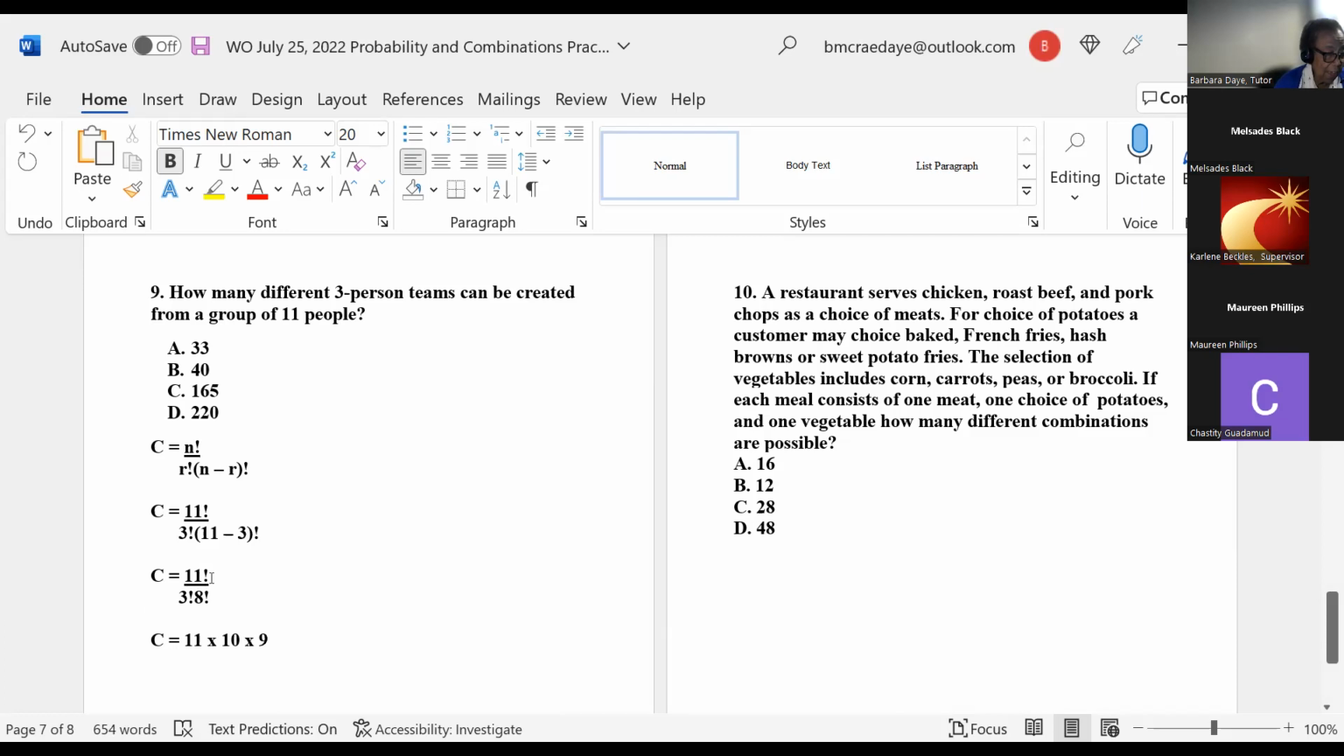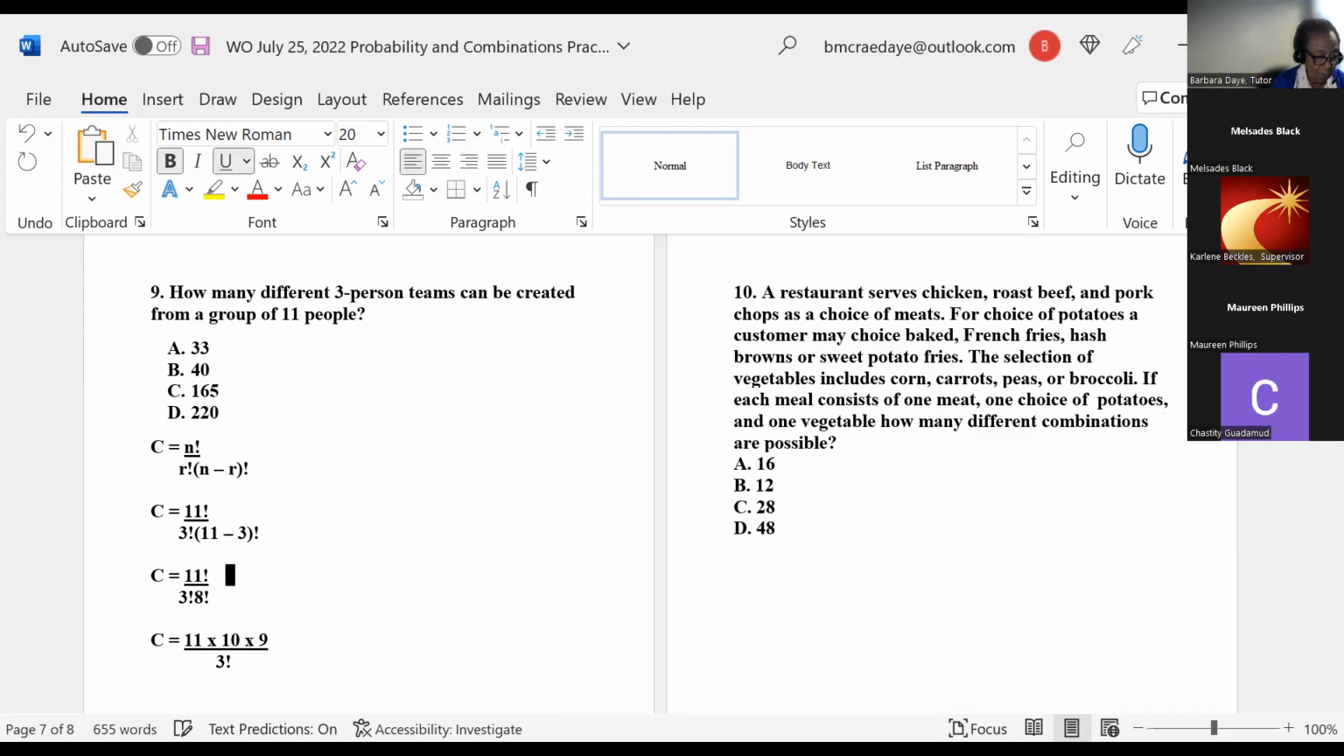Okay, because 11 factorial is 11 times 10 times 9 times 8 times 7 all the way up to 1, right? And 8 factorial is 8 times 7 times 6 all the way up to 1. So we can cancel out the 8 from top and bottom, and what we have left is 11, 10, and 9. And what would this be divided by? Just the 3 factorial is left, right? Because the 8 canceled out. Do you follow what I'm saying?